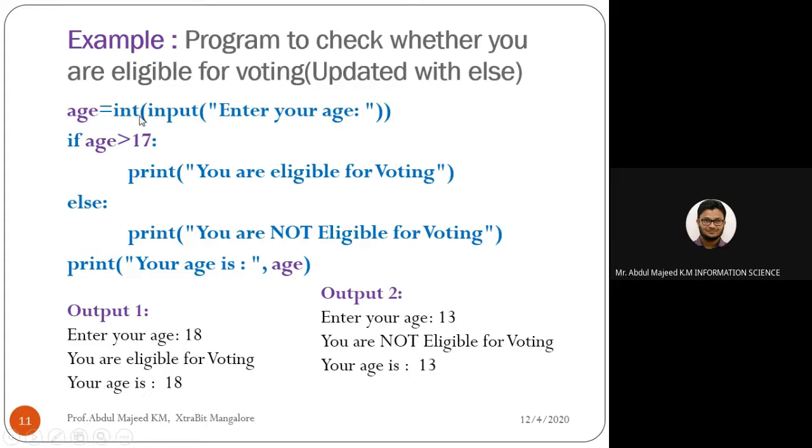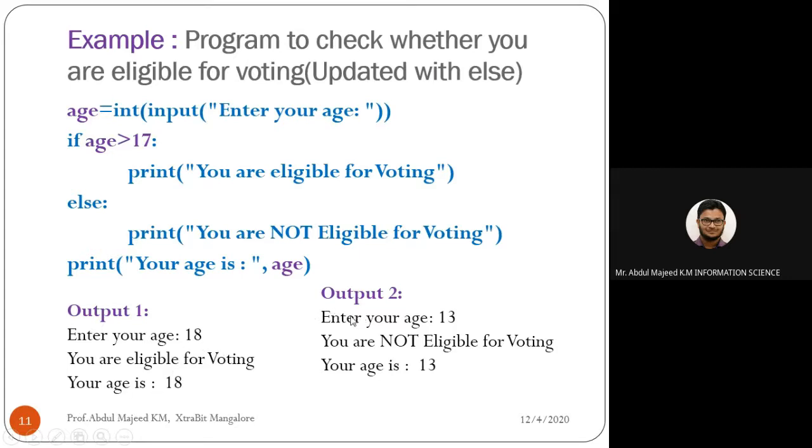So we took the age input, we know this one. Then we compared: if age greater than 17, print you are eligible for voting. Else, print you are not eligible for voting. Okay, the last statement is outside of the if statement. This is common for both cases. If you execute this program, you can see the first output: enter your age, 18. You are eligible for voting. Your age is 18. Correct?